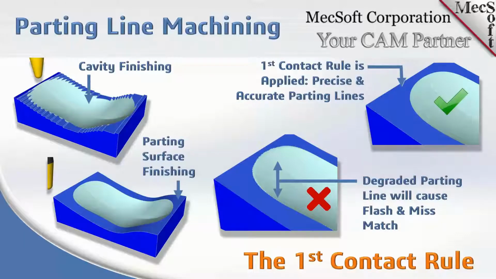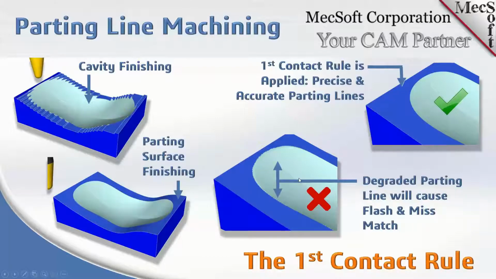Now, we see here after using the first contact rule and not using the first contact rule. So on the left, we have the cavity machined out and we have the parting surface machined out. On the right top, you will see the cut material simulation of the cavity, the entire insert with the first contact rule implemented. So you see a nice, clear parting line, very distinct. There's no colors bleeding from one side to another.